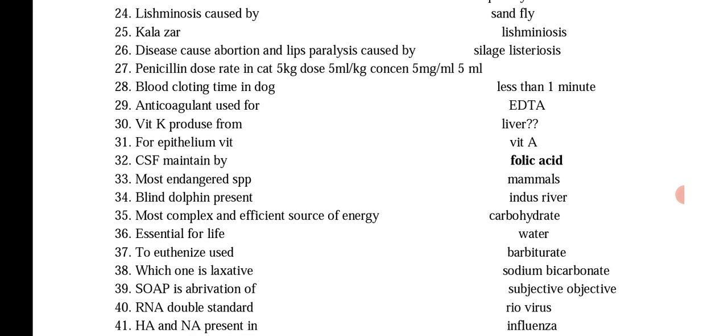Cerebrospinal fluid is maintained by folic acid. Most endangered species are from mammals. Blind dolphin is present in Indus River. Most complex and efficient source of energy is carbohydrate.